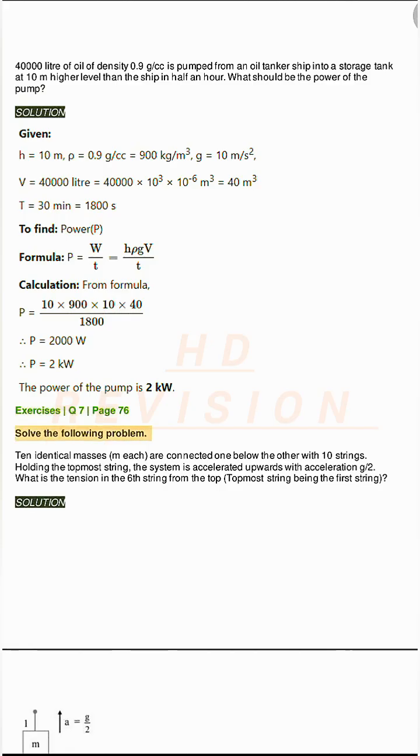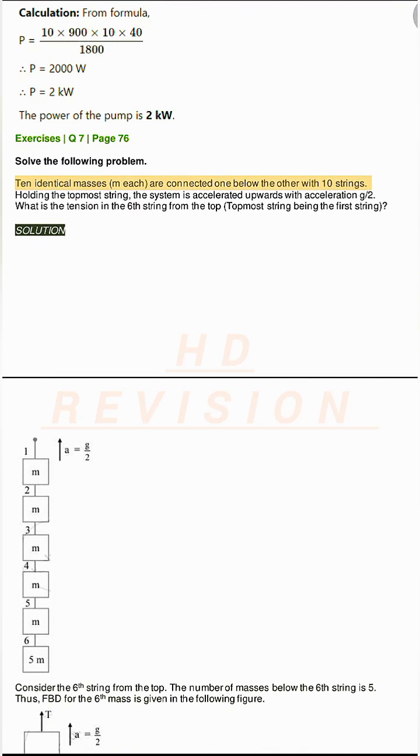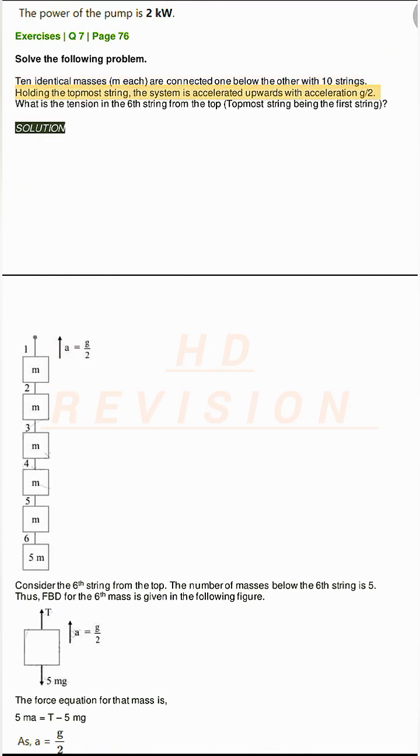Exercises Q7 page 76. Solve the following problem. 10 identical masses, m each, are connected one below the other with 10 strings. Holding the topmost string, the system is accelerated upwards with acceleration g/2. What is the tension in the sixth string from the topmost string being the first string? Solution. Consider the sixth string from the top. The number of masses below the sixth string is 5. Thus, the FBD for the sixth mass is given in the following figure. The force equation for that mass is 5 m a = T5 - 5 mg.